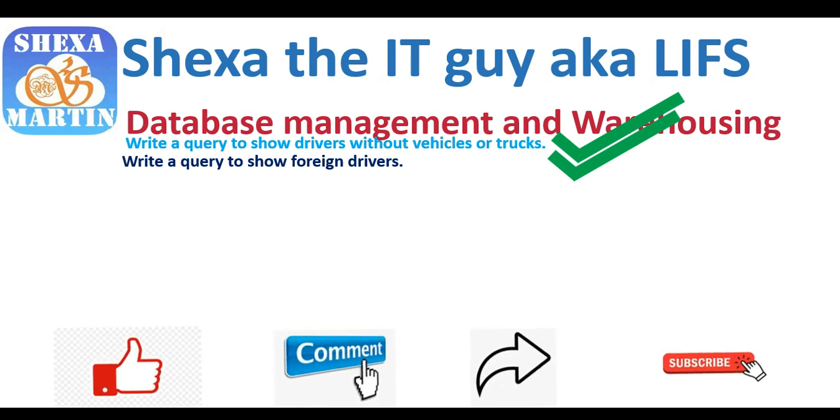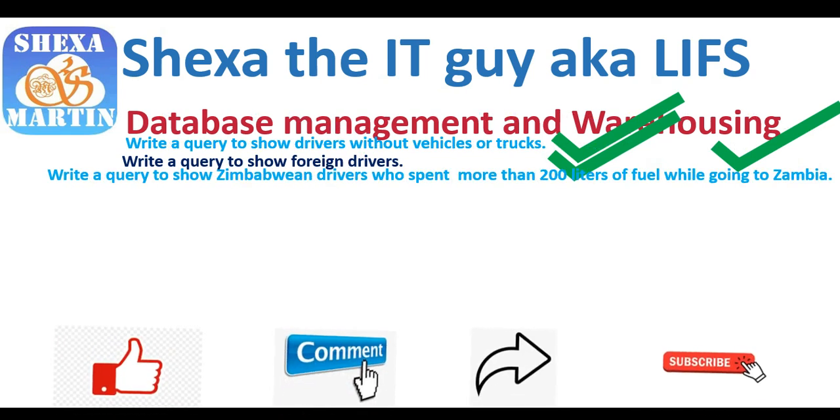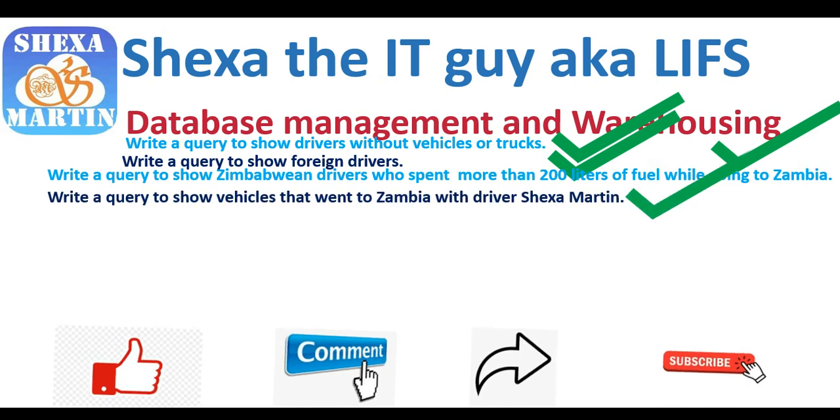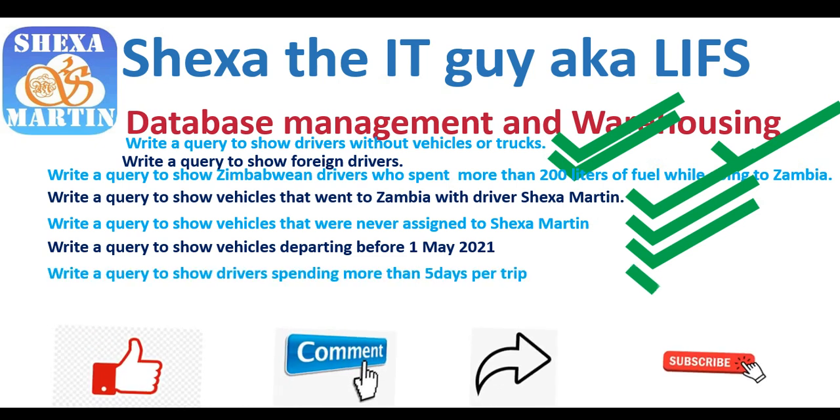And then write a query to show Zimbabwean drivers who spent more than 200 liters of fuel while going to Zambia. This one is a bit complicated, but it's very simple when it comes to practically doing it. It's more like we have some joins and so forth. And then write a query to show vehicles that went to Zambia with the driver Shexa Martin. You will see how we do that. So all these are the questions. Write a query to show vehicles that were never assigned to Shexa Martin. Write a query to show vehicles departing before 1 May 2021. Write a query to show drivers spending more than 5 days per trip.